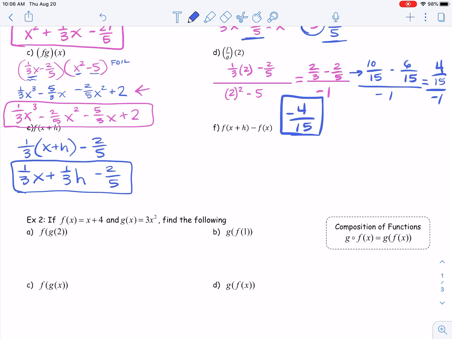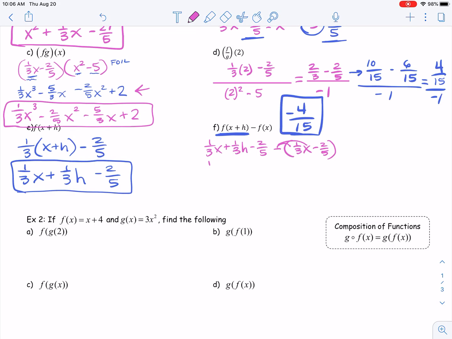All right, same kind of thing happening in part F. So we still have that f of x plus h, which is the problem that we just did, but now we're subtracting the function f of x. So I'm going to go ahead and write, I know that first part is the answer that I just got, 1/3 x plus 1/3 h minus 2/5, but I'm subtracting the entire function of 1/3 x minus 2/5. Make sure you distribute that negative. Extremely important. That's where we see the majority of our mistakes happen with this kind of stuff.